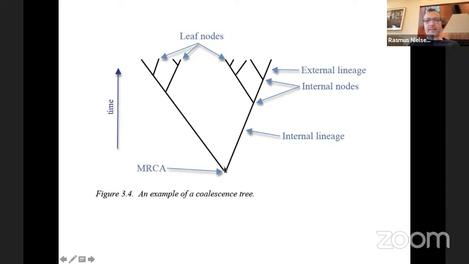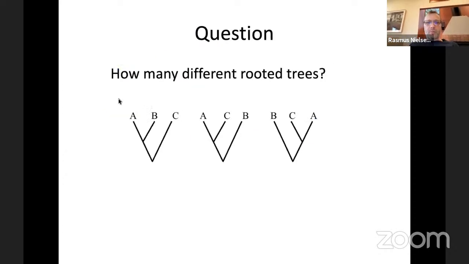As I mentioned before, that's the ancestor of all the individuals in our sample, not necessarily in the population, but for the sample. All right, so I'm going to give you some questions today. The first question I'm going to ask you is, how many rooted trees are there in a sample of size n? So for an arbitrary number of leaf nodes.